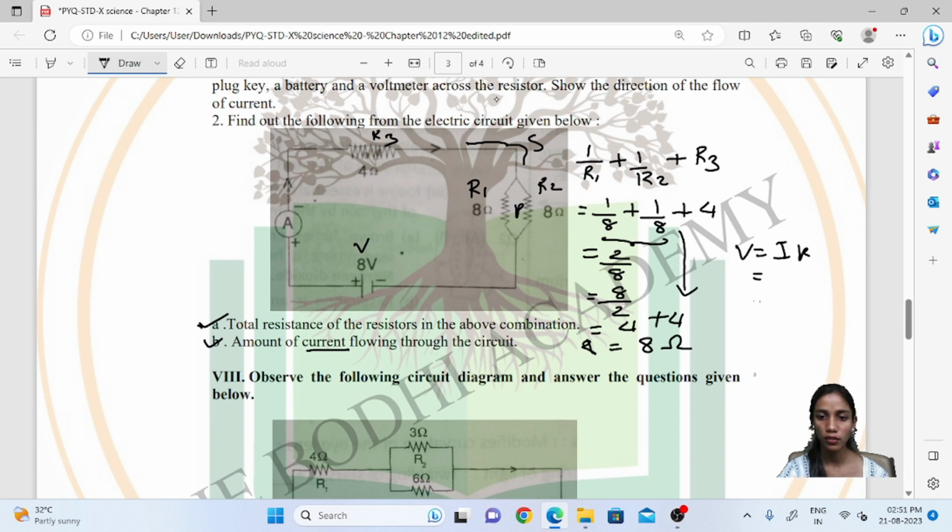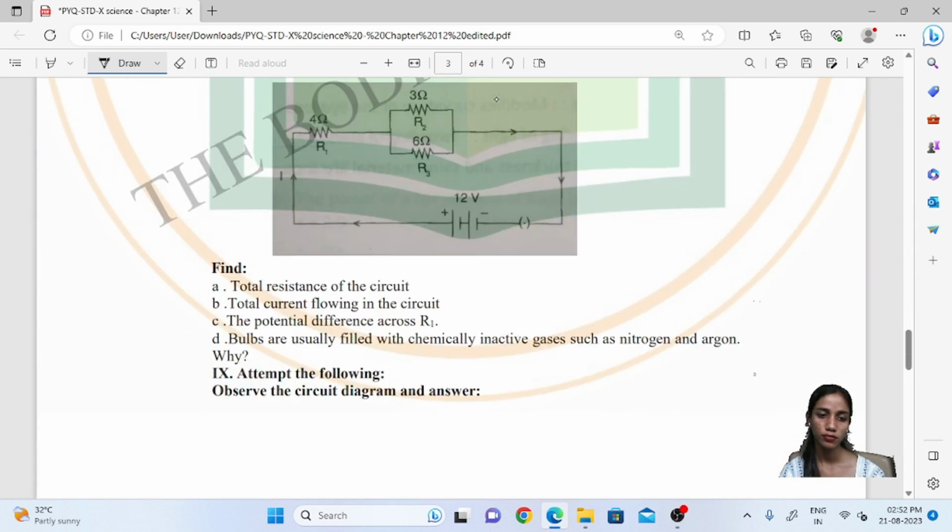Now what is V? V is 8 volts. I is what we need to know, and resistance is 8 also. So now 8 upon 8 equals I. So I equals 1 ampere. So the current in the circuit is 1 ampere. Okay, now the next one.